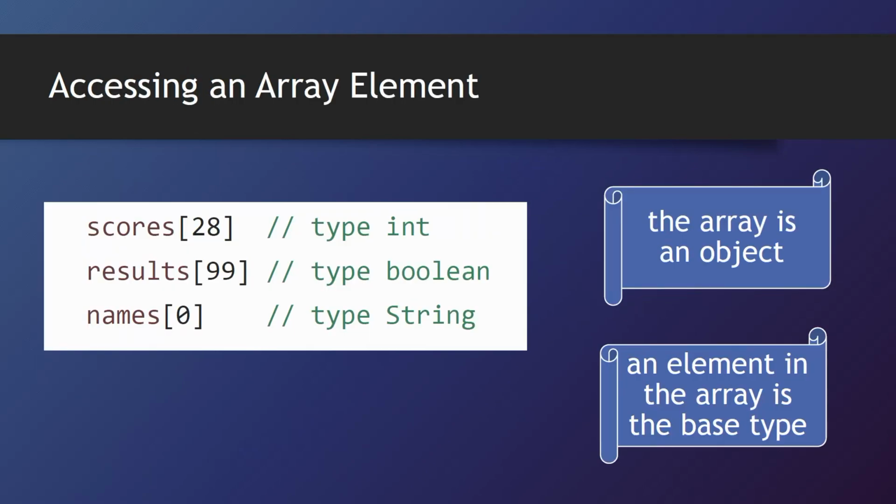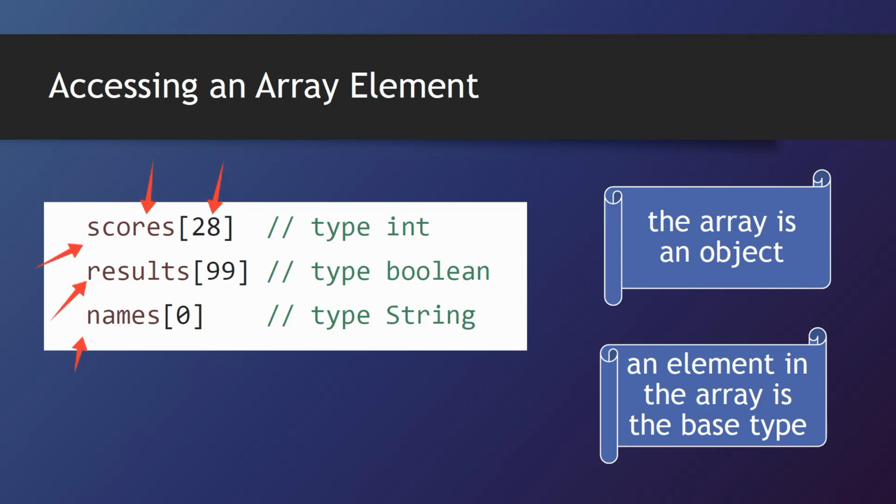Any single element in an array can be used just like any other variable of that base type. To access a single element in an array, you specify the array name and the index or position inside of square brackets. Remember that Java is strongly typed, meaning that a variable's type fully defines what you can do with it. In Java, all arrays are objects.